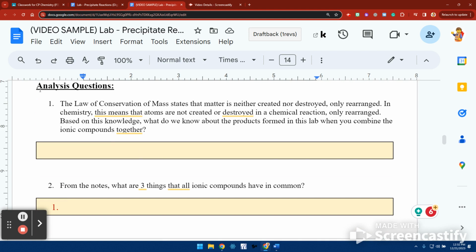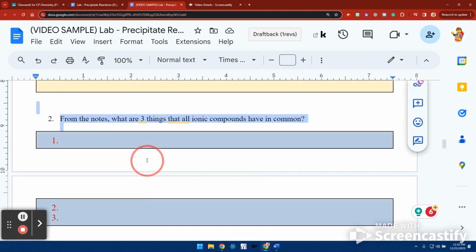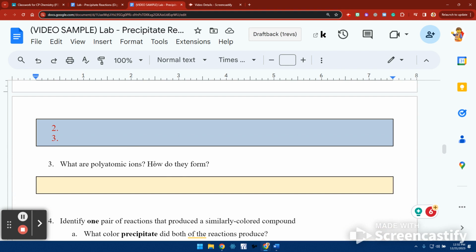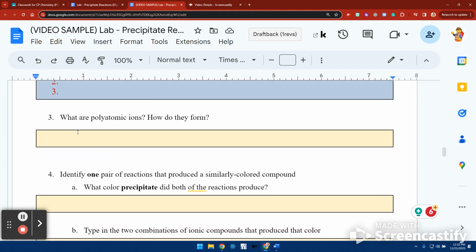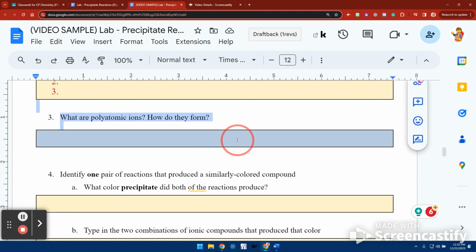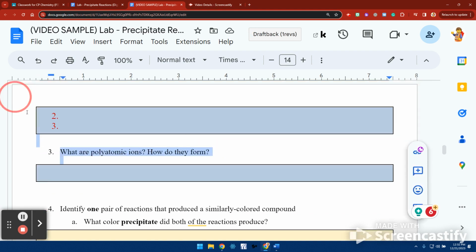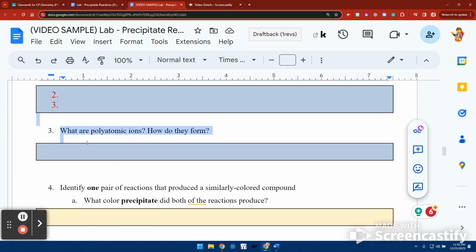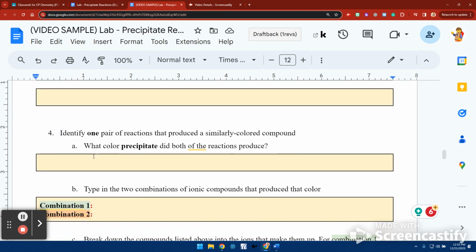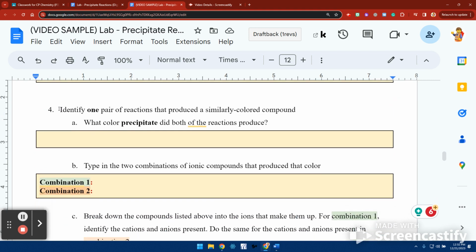So the first 3 analysis questions you need to answer on your own using the notes. These are key concepts from the chapter. Remember, this lab is being done instead of a tester quiz. All right. So now we're going to go to question number 4.